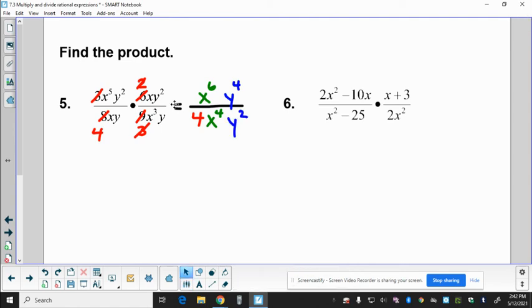So knowing that, we should be able to write our answer. So we're going to have a 4. How about our x's? Subtract our exponents, and the y's, subtract exponents. So there's the answer. Let's move over to number 6. Looks like we need to do some factoring. Made a mistake. Greatest common factor is 2x.